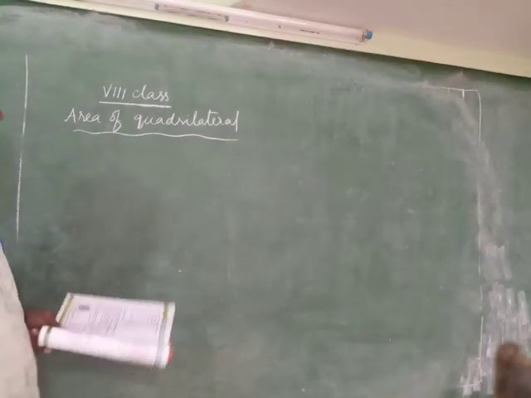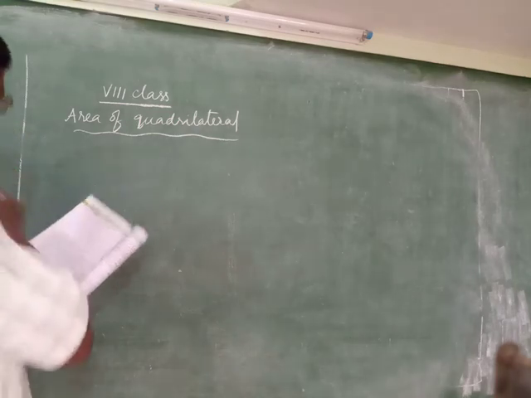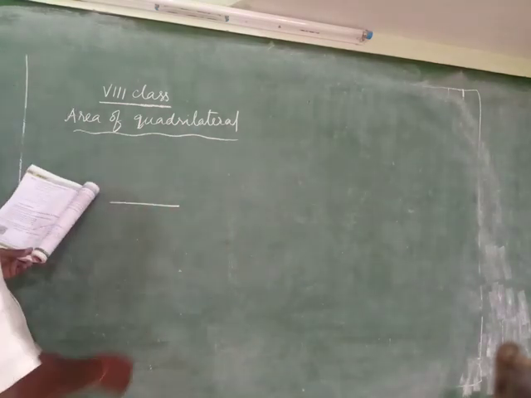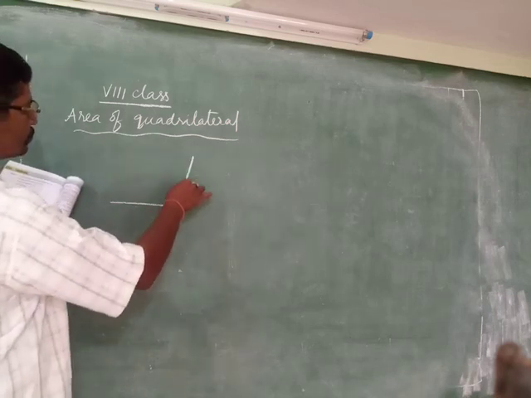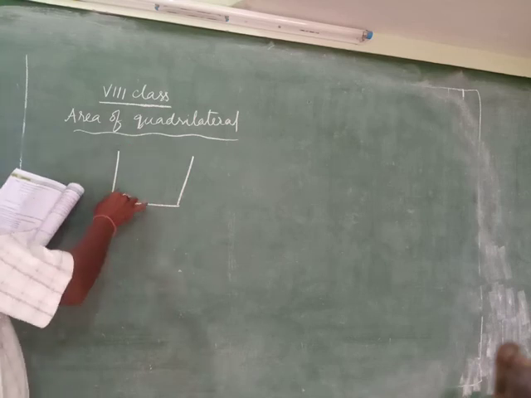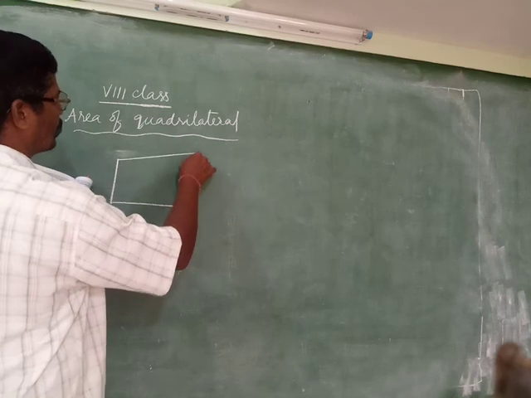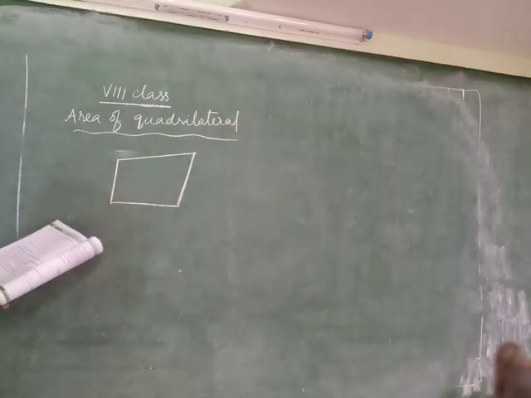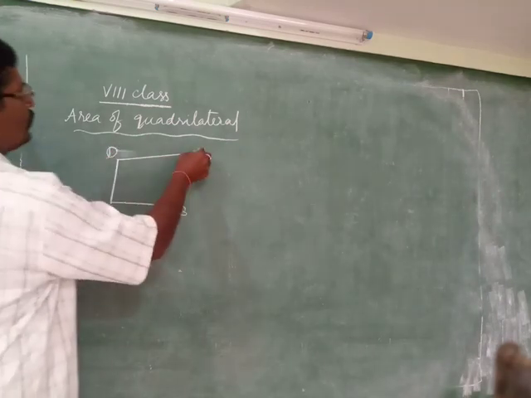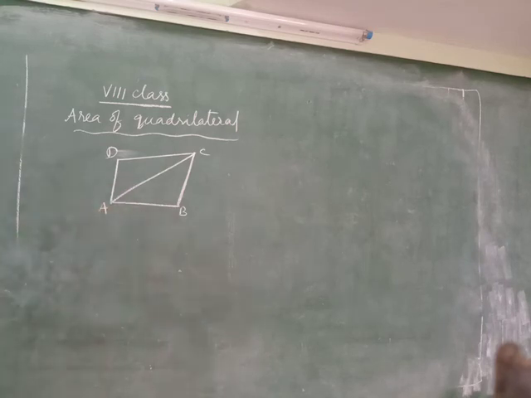In the previous class, I explained one question. Today, one more question. See the quadrilateral. This is a quadrilateral ABCD. This is the diagonal. AC is the diagonal of the quadrilateral.